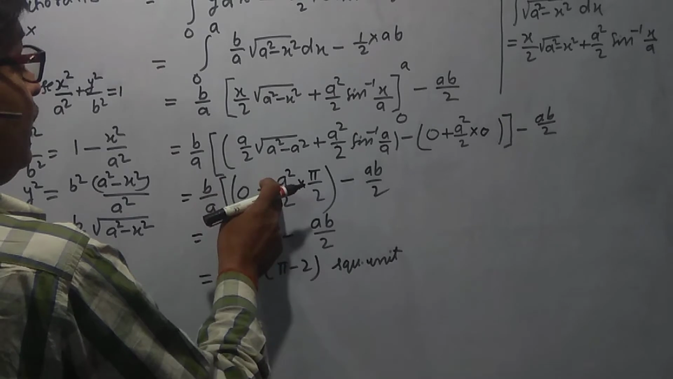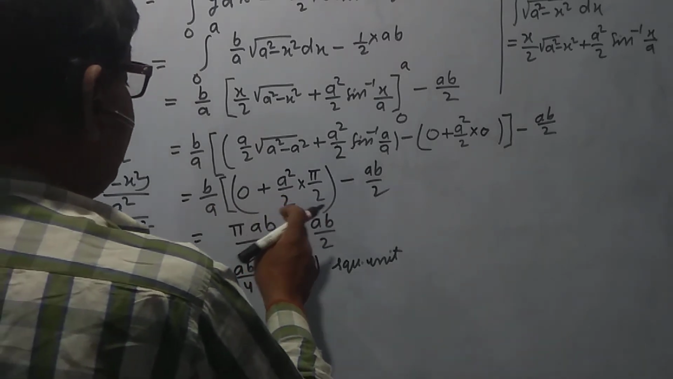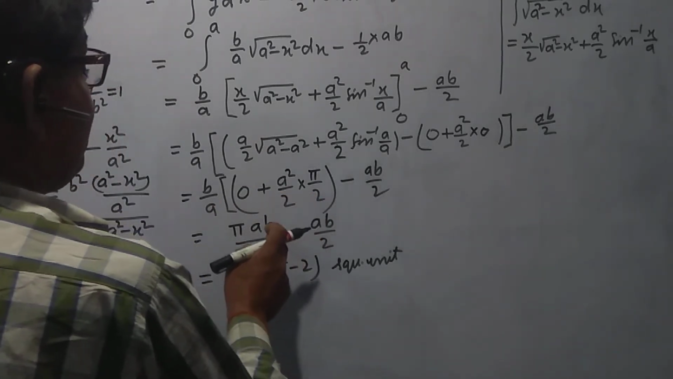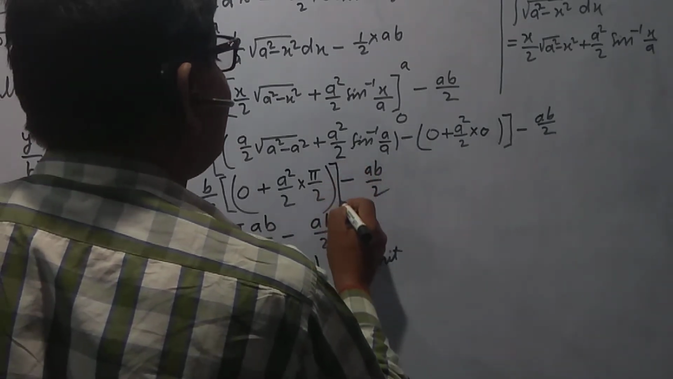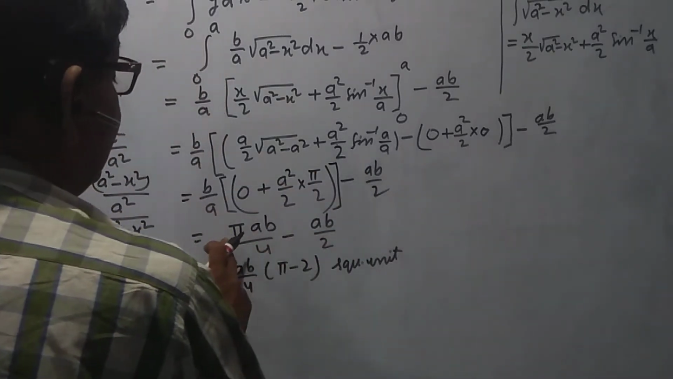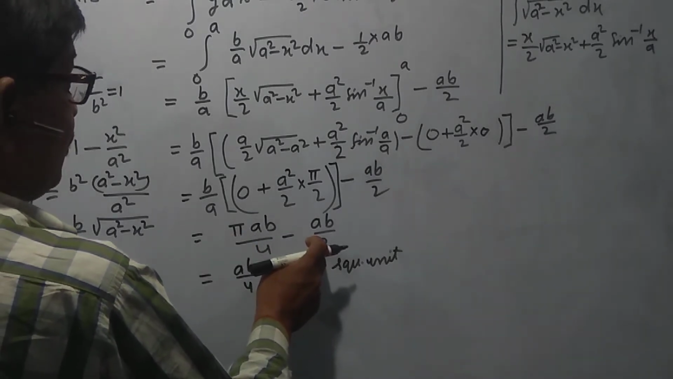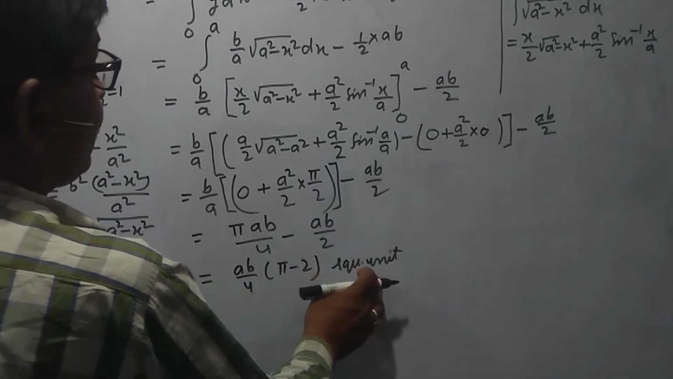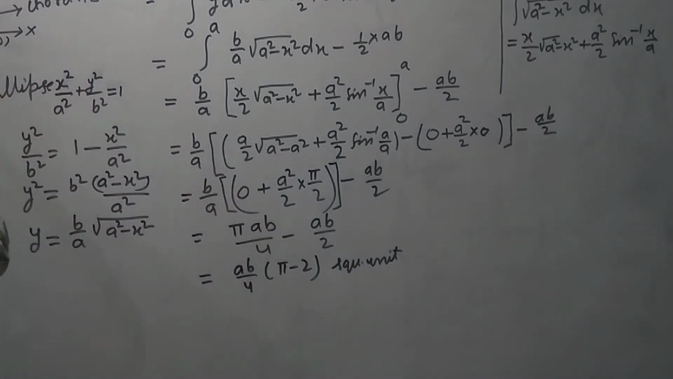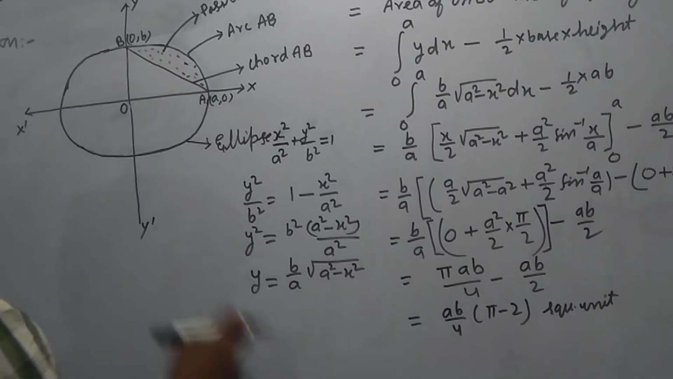Multiply this, in this case a cancels and pi ab by 2 times 2 is 4, pi ab by 4 here, minus ab by 2, so that taking the common factor ab by 4 we get pi minus 2 here, and ab by 4 into pi minus 2 is the area of the ellipse. This is our answer.